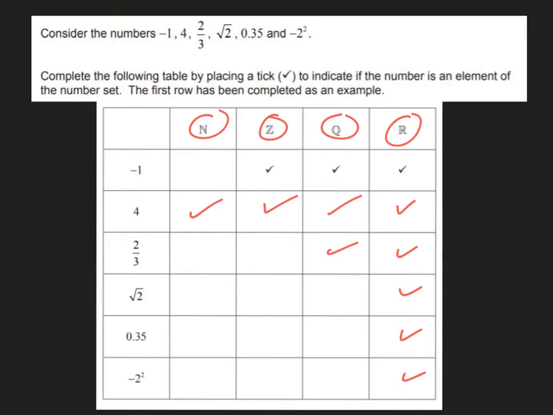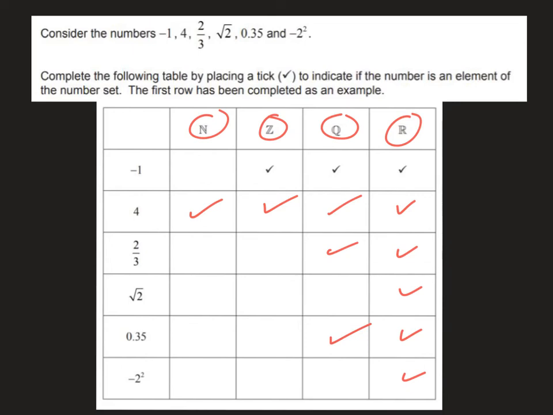√2 is clearly not a positive integer, or indeed an integer. It can't be expressed as a rational number, so the only thing that's going to have there is a real number. 0.35 could be expressed as 35/100, so it could be a rational number.